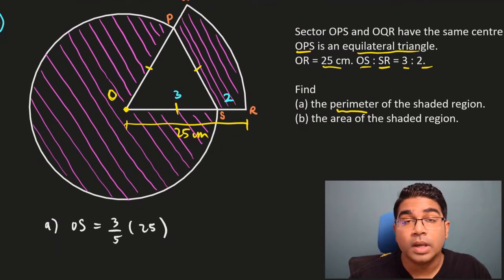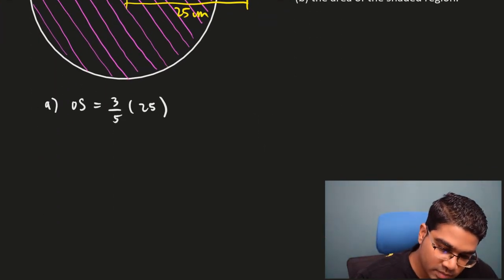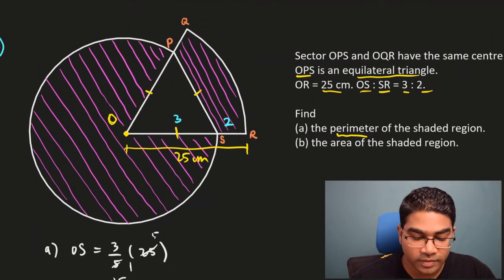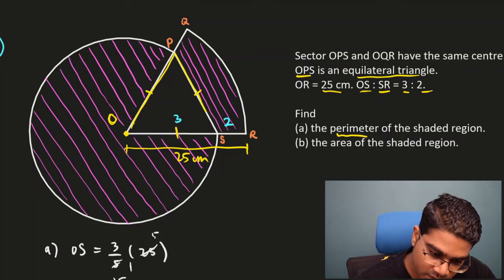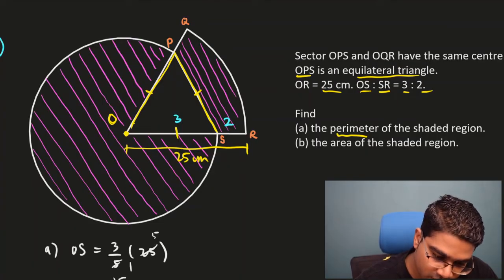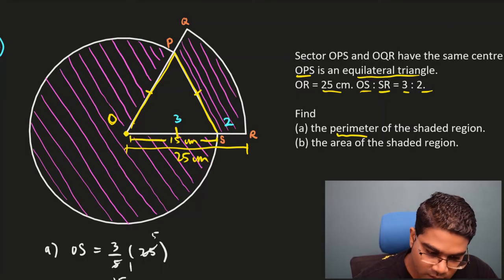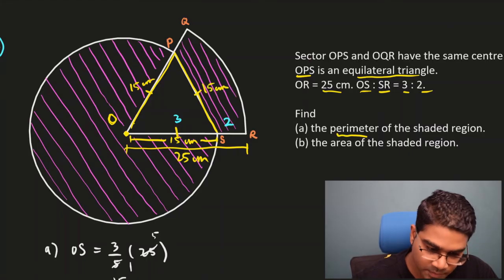Because the ratio is 3 to 2, OR has 5 parts. And so OS is 3 parts out of 5 parts. This will give us 15 centimeters. So once we have OS, we also have OP and PS as well, because it's an equilateral triangle. So let's just label that. This is 15 centimeters, this is 15 as well, and this is also 15 centimeters.